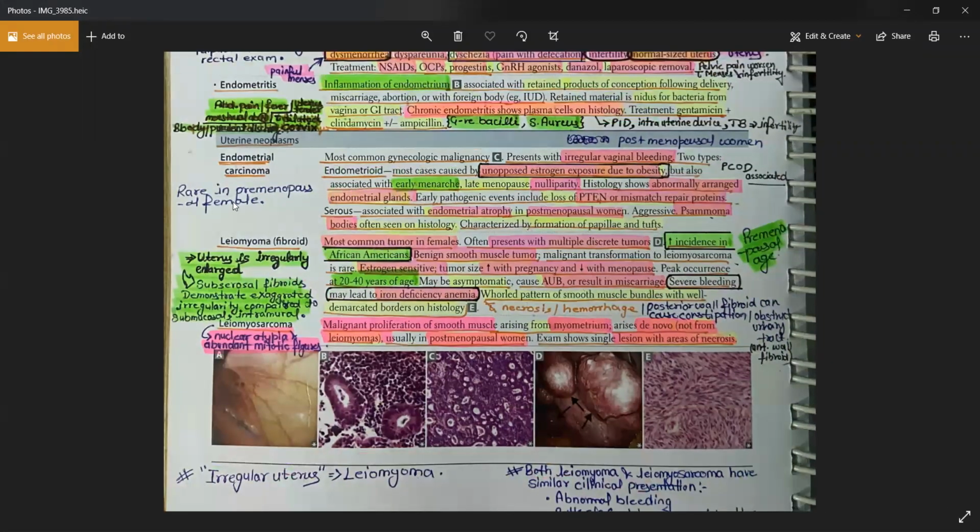Then you have the neoplastic conditions in the uterus. The first one is endometrial carcinoma. Any cause which is causing endometrial hyperplasia, you can have a carcinoma after that, right? Because hyperplasia always causes carcinoma.